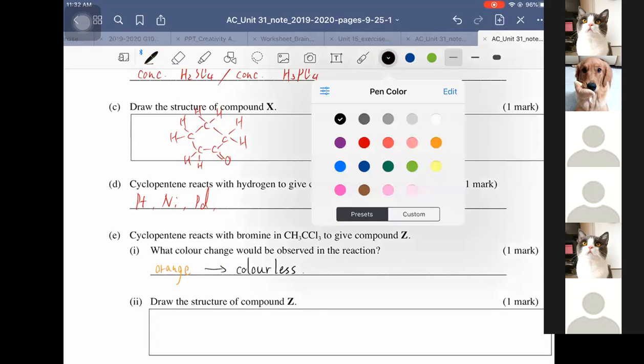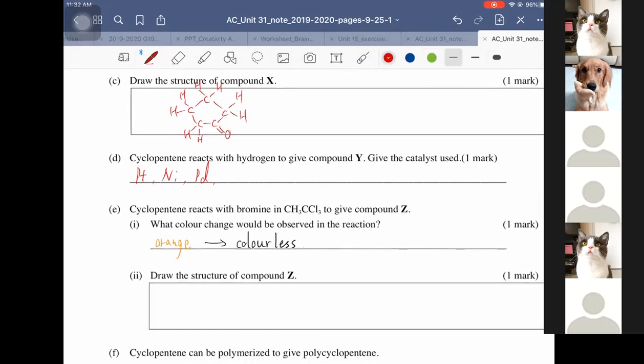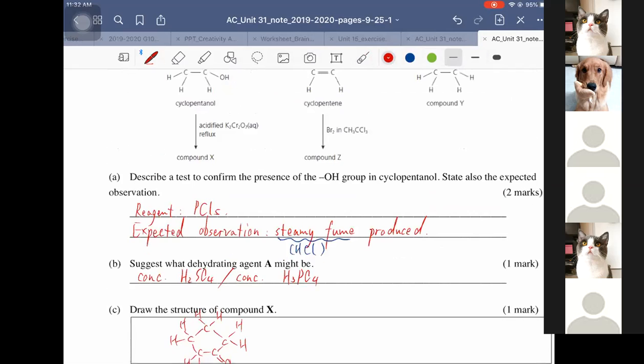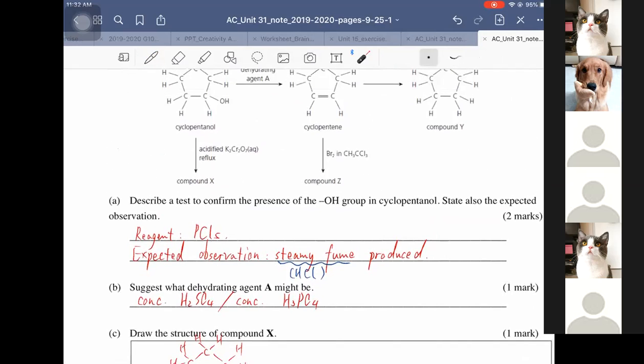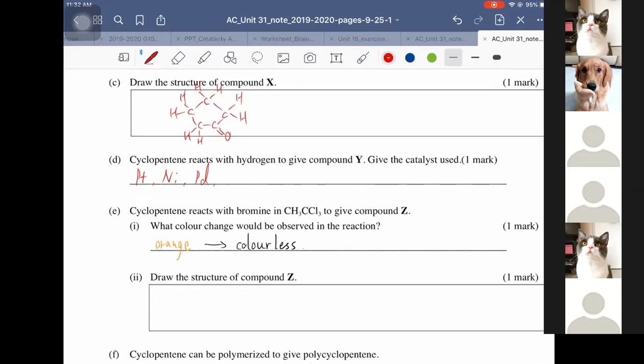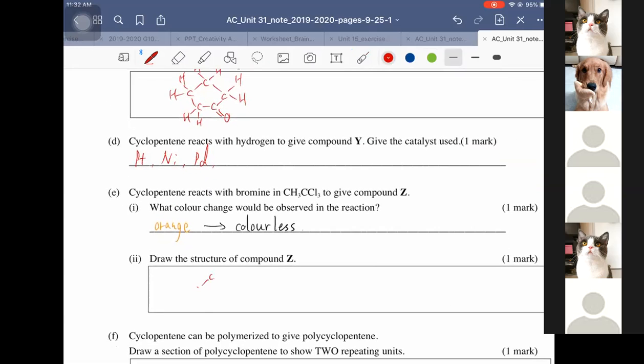Okay, the next part, draw the structure of compound Z. What will be the structure after that? Again, it will undergo electrophilic addition, so bromine will add to both sides of the double bond. We just need to draw that structure. We draw the carbon ring first, and then we draw the bromines added onto both sides of the double bond. Then we fill the rest with hydrogen atoms.